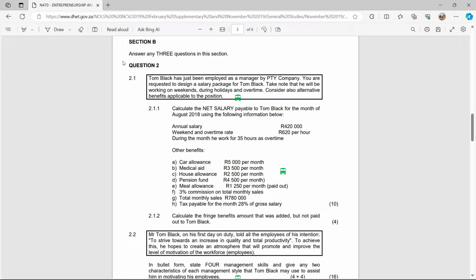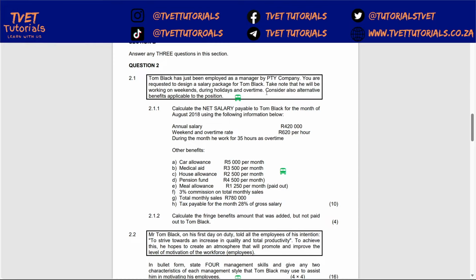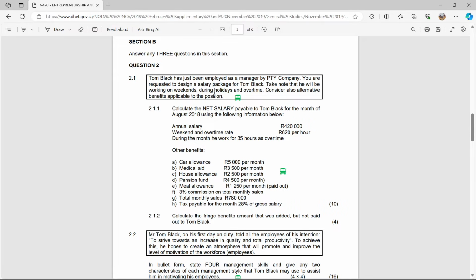So our scenario says Tom Black has just been employed as a manager at PTY company. You are requested to design a salary package for Tom Black. Take note that he will be working on weekends, during holidays, and overtime. Consider also alternative benefits applicable to this position, right? So this is our scenario. We are basically somewhat a recruiting manager or HR officer, and we are tasked with drafting a salary package, right?